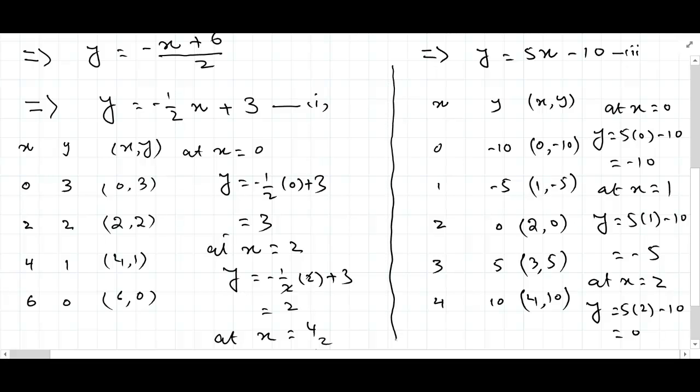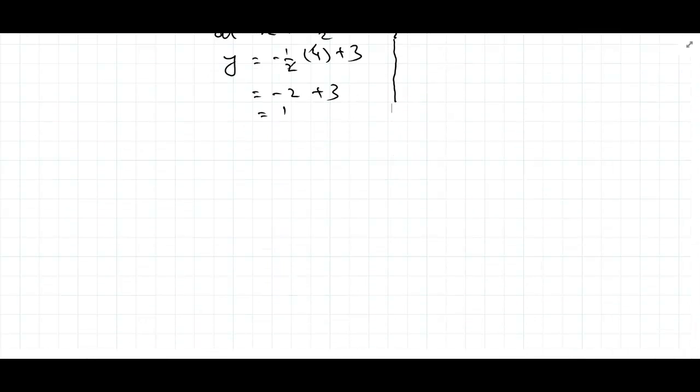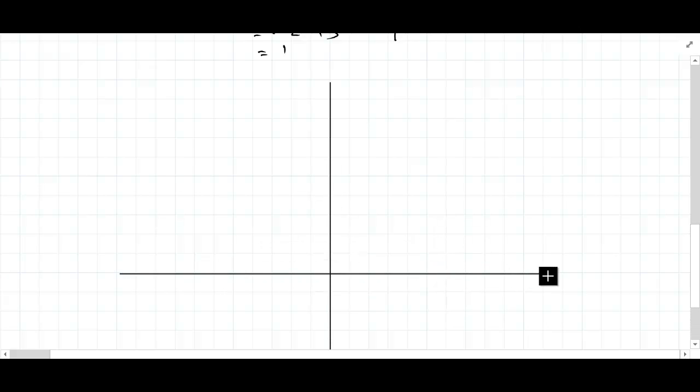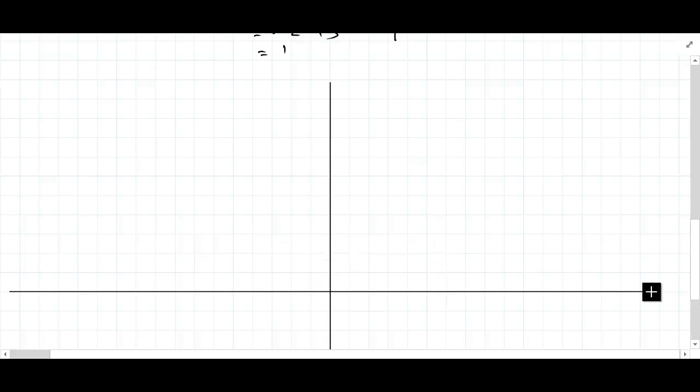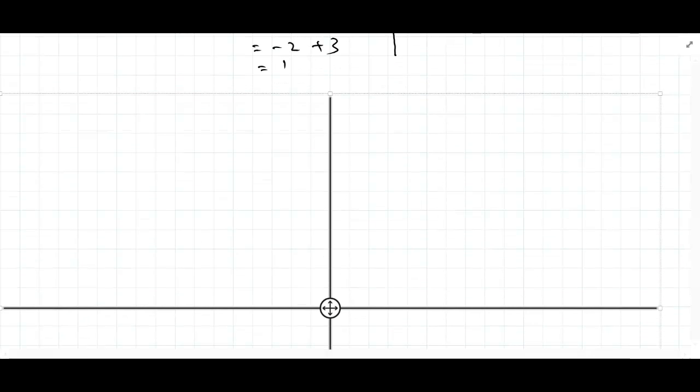Now we are going to draw these pairs of values, these ordered pairs, for both equations on the same grid. So let's draw the grid here, and the grid we will have for x and y will be this. So let's use this grid for drawing the graph of both of these equations.